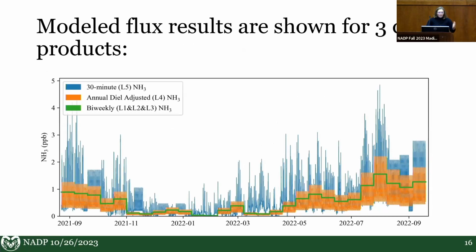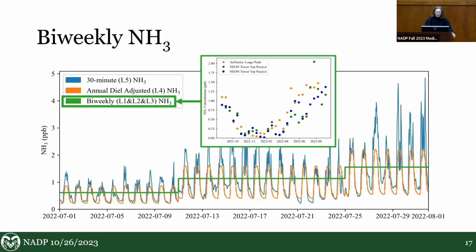So for these 3 ammonia data products, we have, again, 30-minute time resolution. Then I've also done an annual diel adjustment, and we have a biweekly concentration. So we're going to walk through these together. I've just zoomed in over about a 5-week period so that you can see the relative differences better.